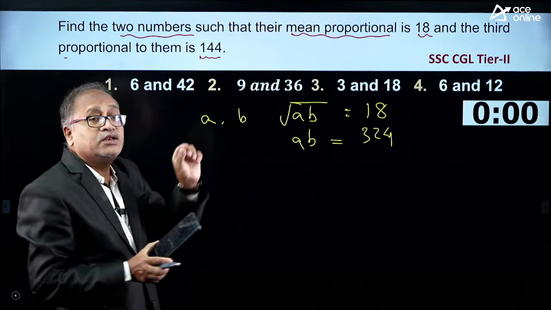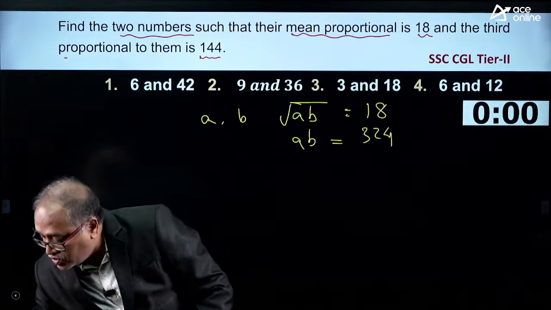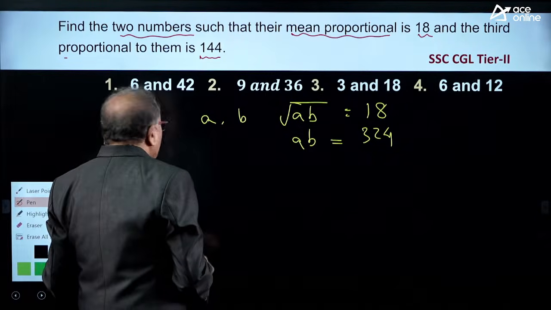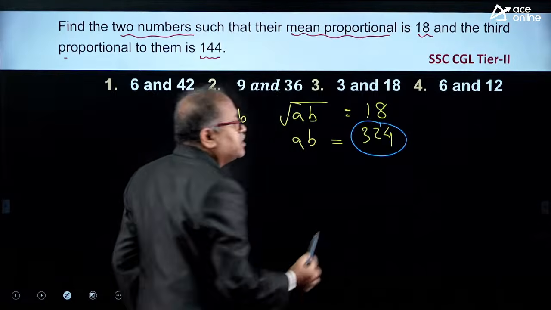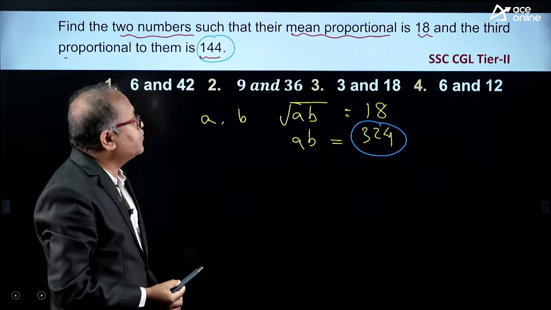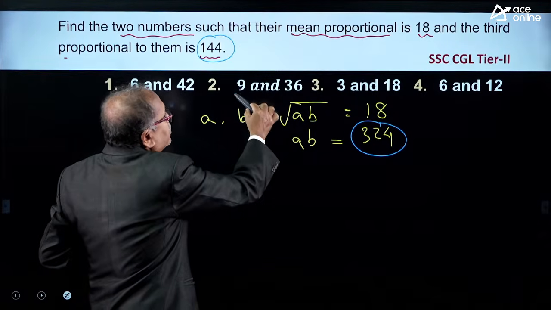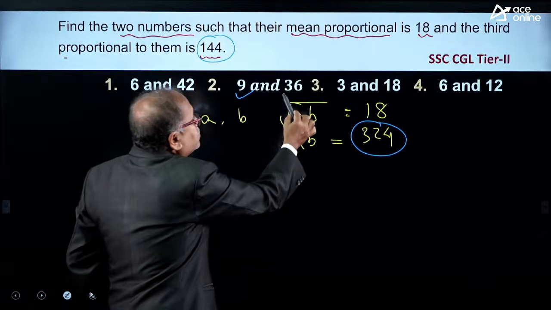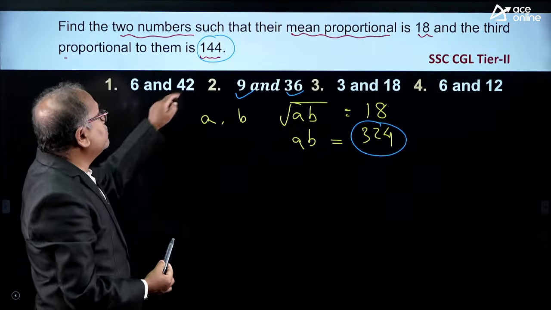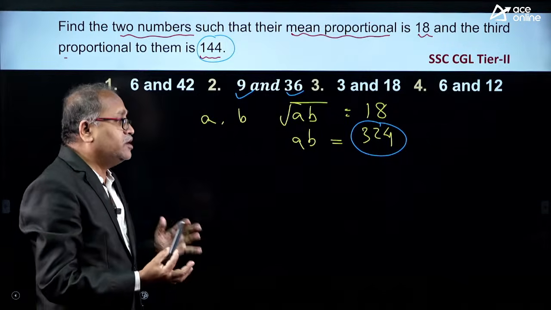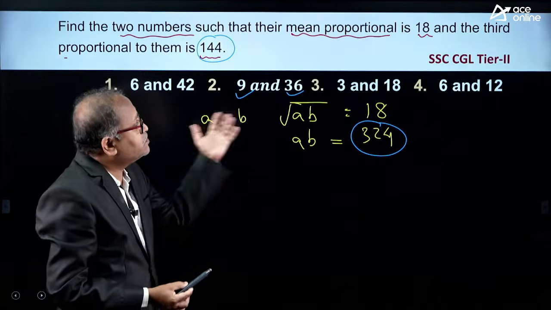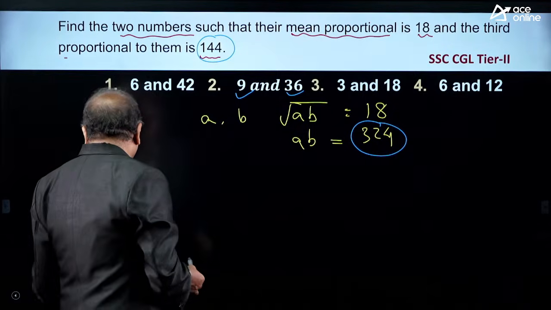Considering that the third proportional is 144, look at the kind of numbers we have. Look at this number. A into B is 324, and the third proportional is 144. I see that 144 is divisible by 3 and also divisible by 36. It is not divisible by 44. So certain things strike in my mind: why not check option 2 first instead of checking the other options? So how do I check the option?